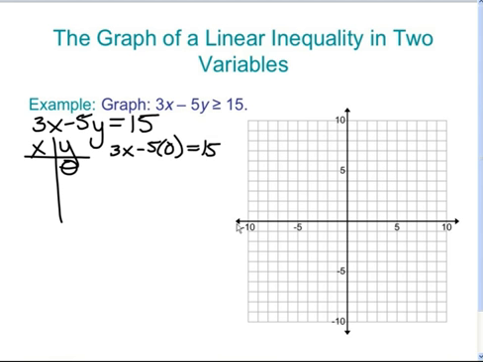Negative 5 times 0 is 0. 3x equals 15. I'm going to solve for x by dividing by 3. And you get x equals 5. So your first point that you're going to plot is the point (5, 0), which is right here.